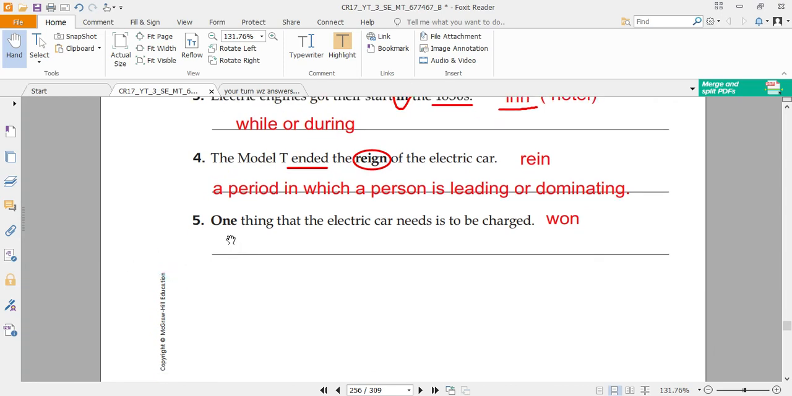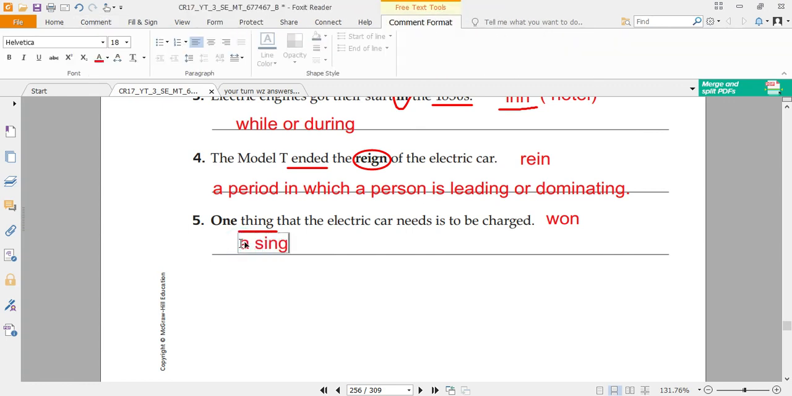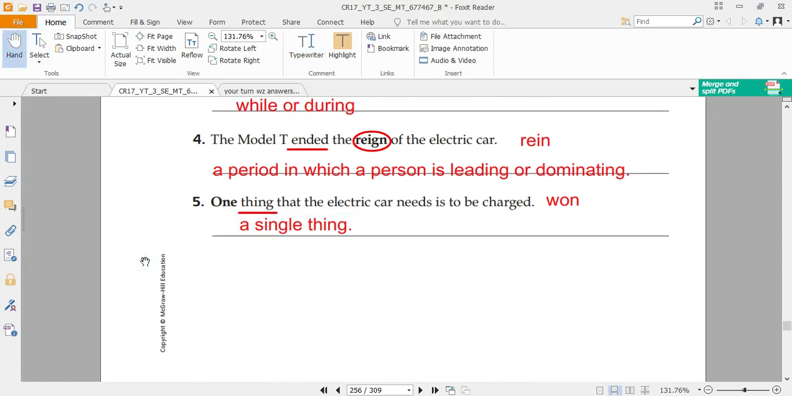And number 5, one thing that the electric car needs is to be charged. One here, what does it mean? The past of win, or is it a number or single thing or a unit? Who knows? Yes, because here we have one thing. So one here is not the past of the verb win. It means a single thing. Very good.